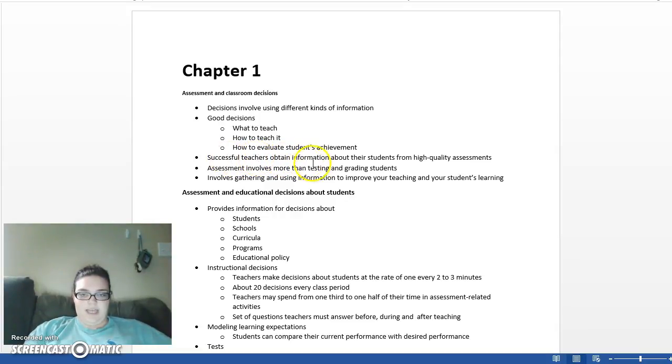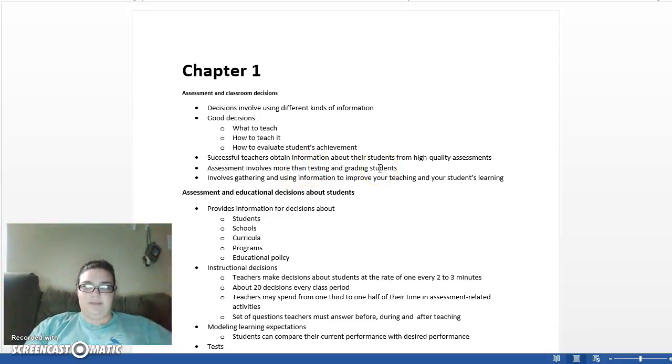Successful teachers obtain information about their students from high-quality assessments. Assessment involves more than testing and grading students. There's more to assessment than just grading your students. You can watch your students, you can go around, you can just make sure that your students are understanding it, because if they don't understand it, then that's going to show on you, and that's going to be your fault, not your students' fault. It involves gathering and using information to improve your teaching and your students' learning.